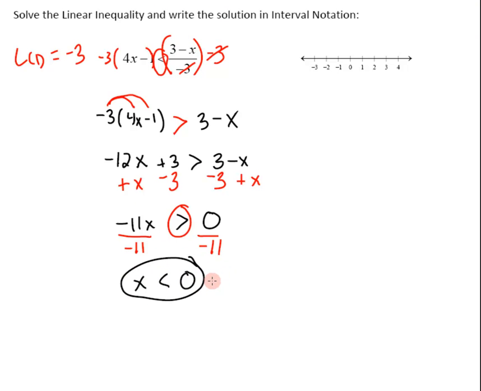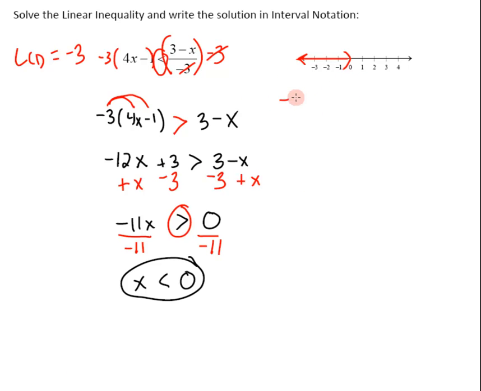Now I'm going to go to the graph and see if I can graph that. I want to write the interval notation. So here's 0, less than 0 is this way, and it's a strict inequality, so I use a parenthesis and go to the left. Whoops, that looked like a parenthesis as well. I need to do an arrow like this. There we go. Alright, to the left.